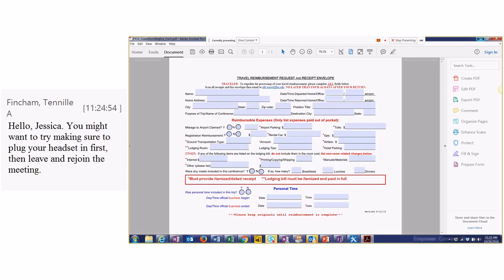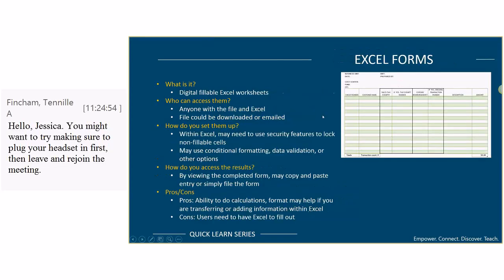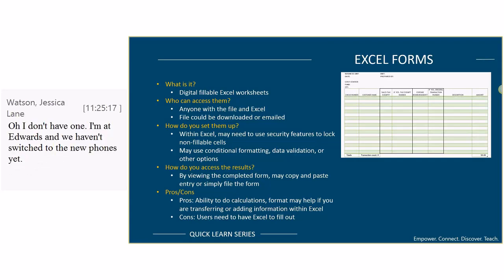The next type of form is kind of building on that, and that's Excel forms. Excel forms are really just worksheets that can be fillable in Excel. So the person who can fill them out would be the person who has the file and who has Excel. That file, you could either email it to people, allow it to be downloaded, or put it in a shared location.